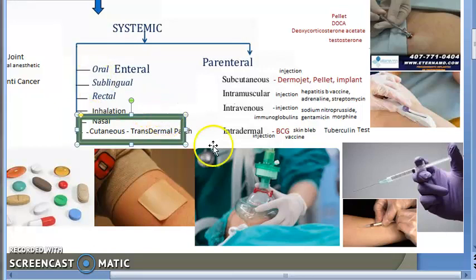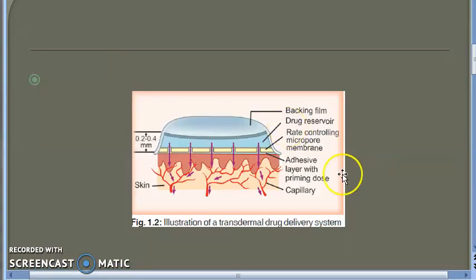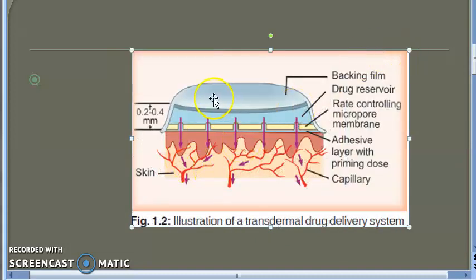Cutaneous, actually transdermal patch, okay. Now when it comes to transdermal patch, guys, this is the transdermal patch shown here. Actually you need to learn one diagram for the exam. This is the diagram of the transdermal patch. What and all you should know here. See, this is the film. This is the drug reservoir. There are micropores here. So this is a membrane which has micropores.